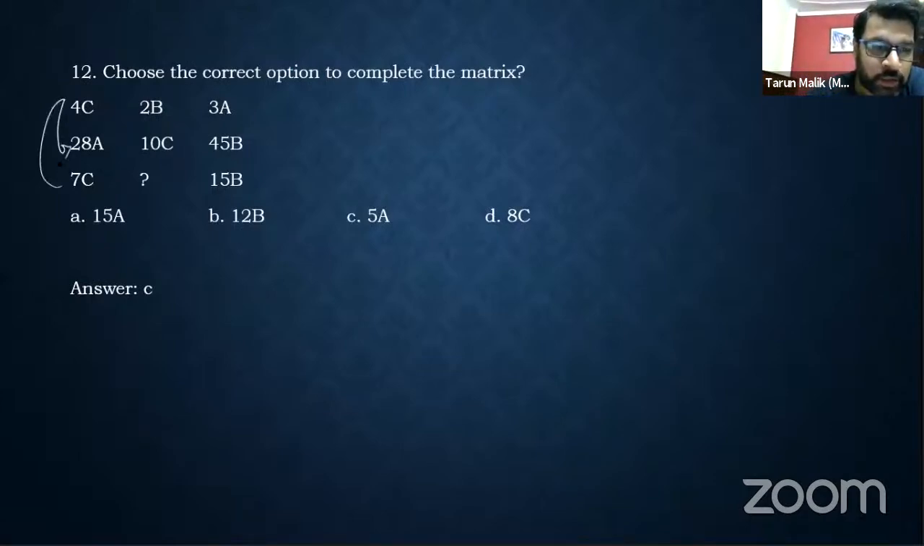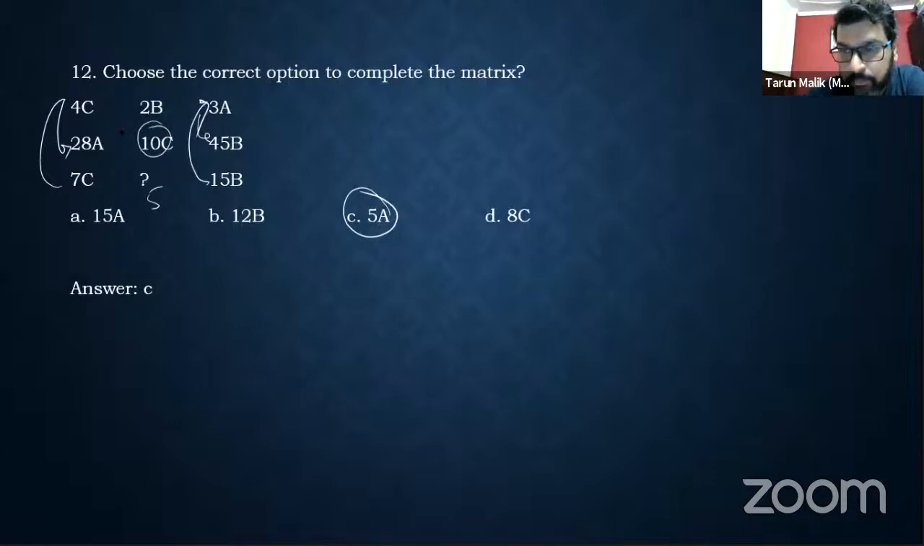7 into 4 is 28. 15 into 3 is 45. So obviously 5 is there. Only one option is there which gives you 5. 5 into 2 is 10. Was it tough? No. The logic of the second part is that every row has A, B, C all. So A is missing here.